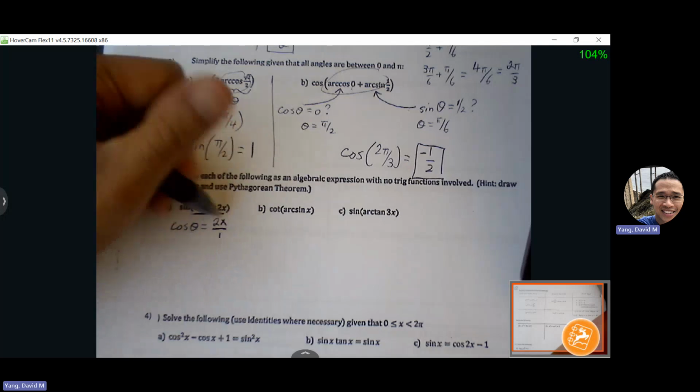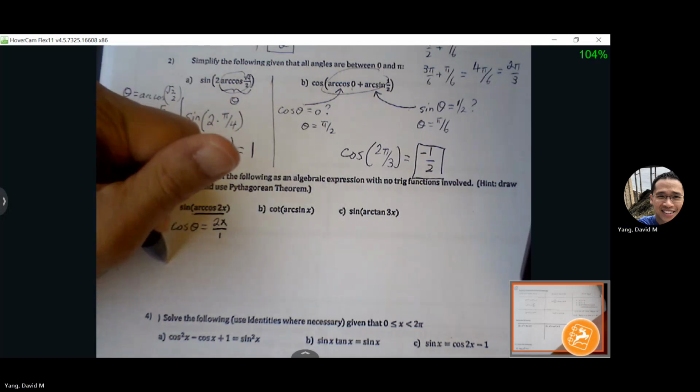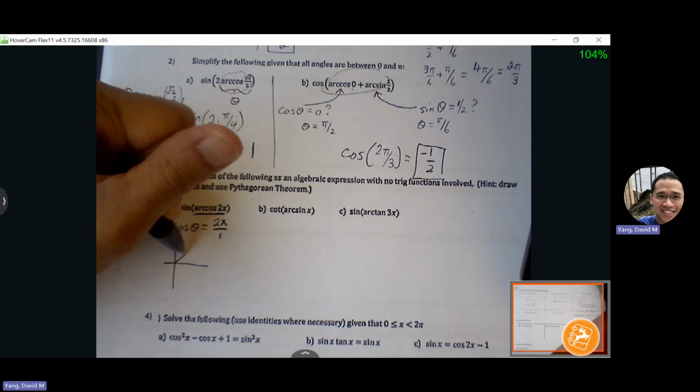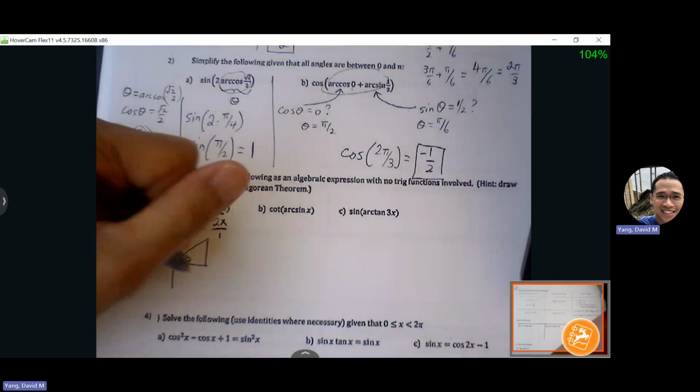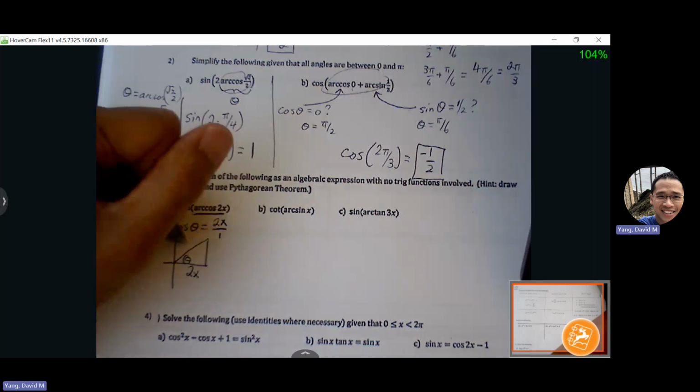Now, let's draw a triangle that represents this ratio. So let's create a triangle in the first quadrant here. Cosine of theta equals 2x over 1. Remember SOHCAHTOA. What is the relationship for cosine? Cosine is what? Adjacent over hypotenuse, right? So the 2x is my adjacent side. 1 is my hypotenuse. So I'll put 2x down here and a 1 up here.